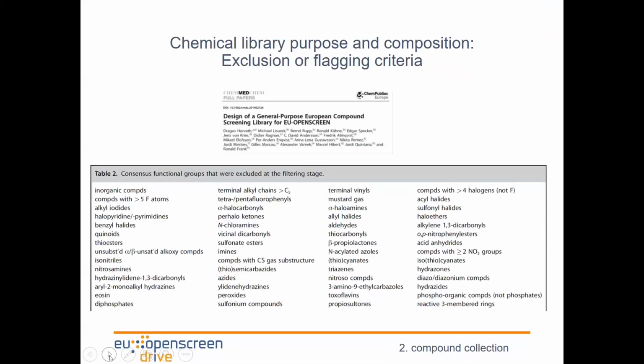It's also important to know the compounds that are composing your chemical library. For example, if there are toxic compounds there, if there are reactive compounds there, if there are unstable compounds there. So these criteria that appear in this table are the criteria that we apply for designing the EU OPENSCREEN chemical library, in order to avoid these compounds that may add interferences in the assay and that could render big numbers of false positives due to their reactive nature or due to that they are covalent binders and properties like that.